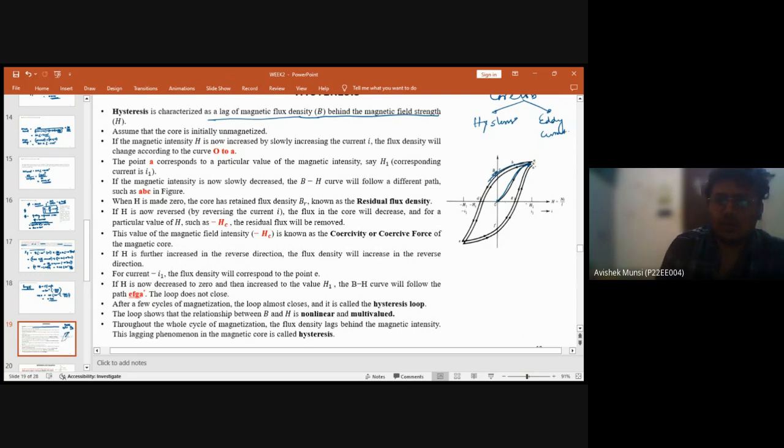Now, you see that at this point H is 0. Right? But even if H is 0, the core has retained some value of B. This is the BH curve, so this is B, this is H. At H equal to 0, there is a certain value of B. This is called residual flux.